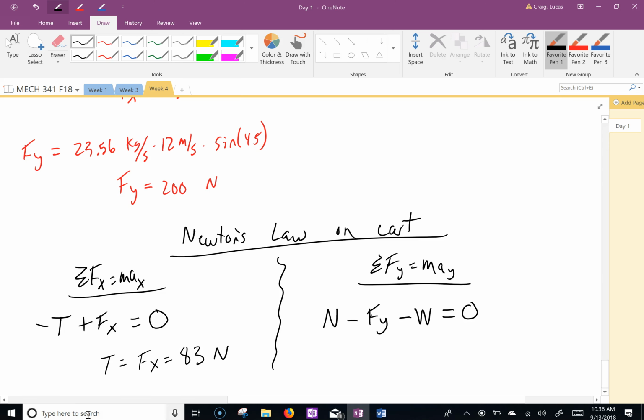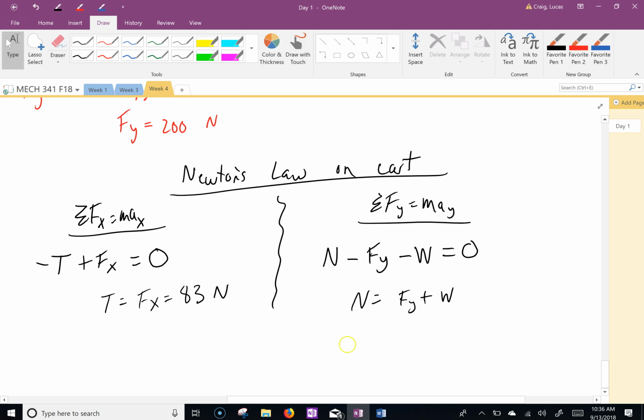Good. Normal force equals f of y plus the weight. 200 newtons plus 20 kilograms times 9.81 meters per second squared. We get 396 newtons.